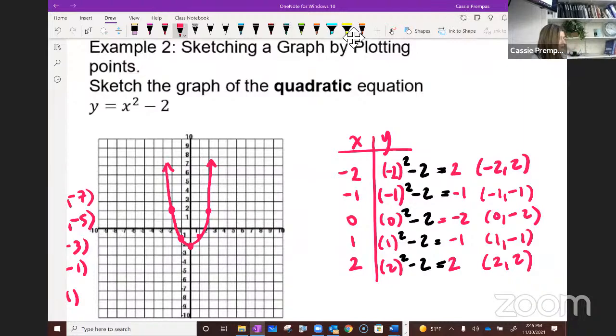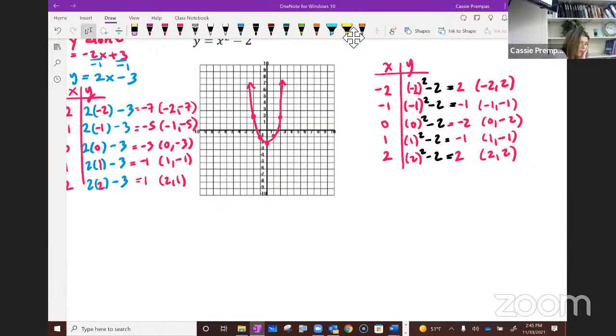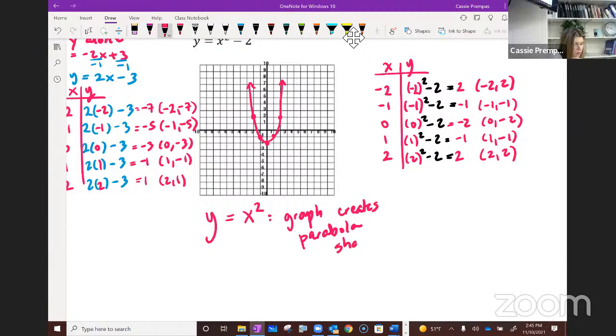Okay, that's another equation to really kind of have in your tool belt before starting tonight's homework. If you have a y in an equation with an x squared, no matter what numbers are added, subtracted, or multiplied, the graph is going to create a parabola, is what we call it, shape, which if you're like, what is that? It's basically a U, or it could be an upside down U.